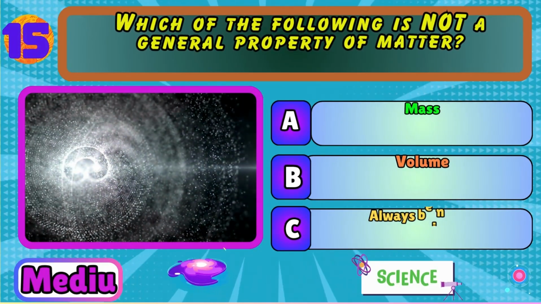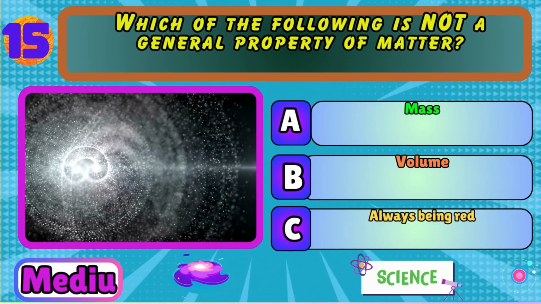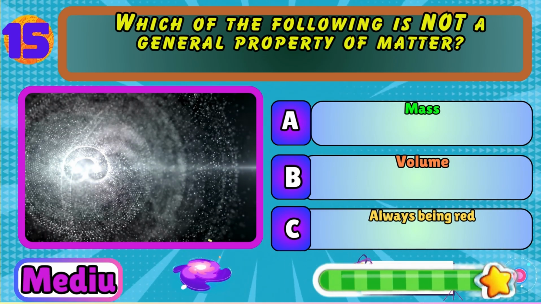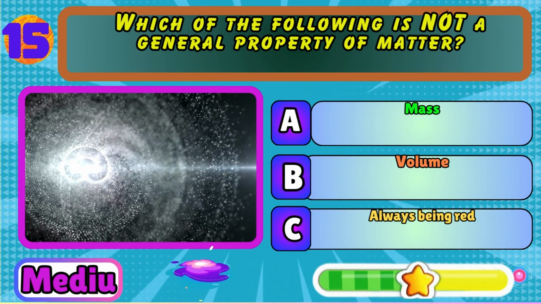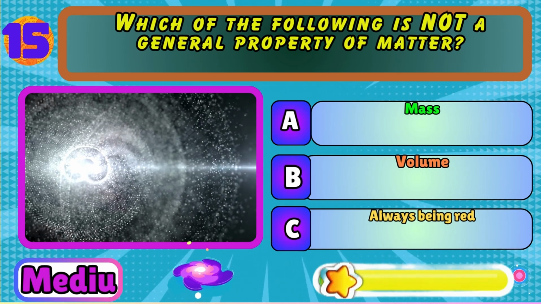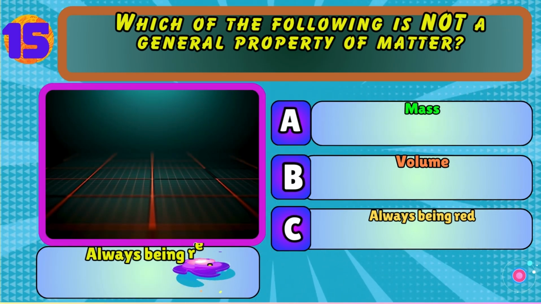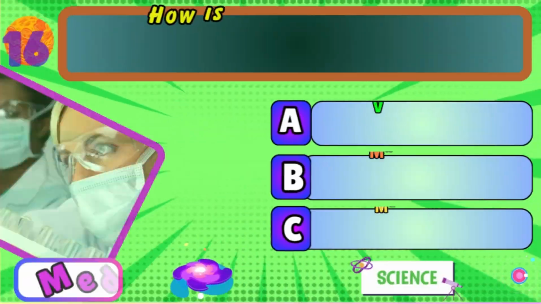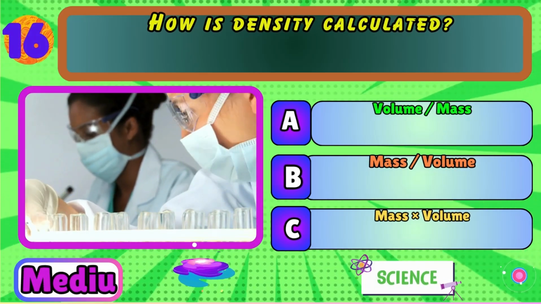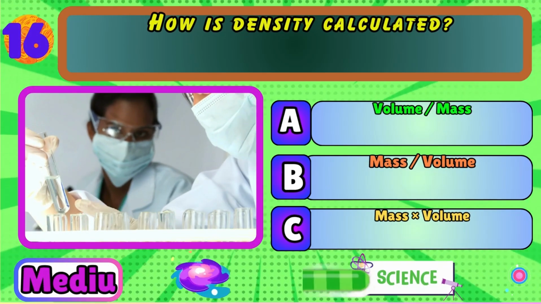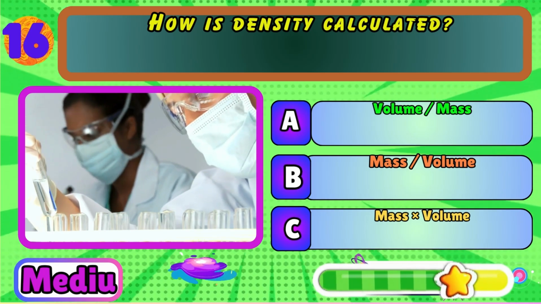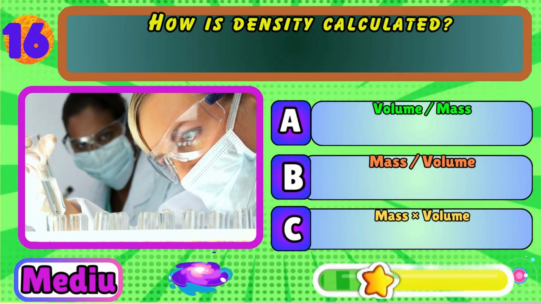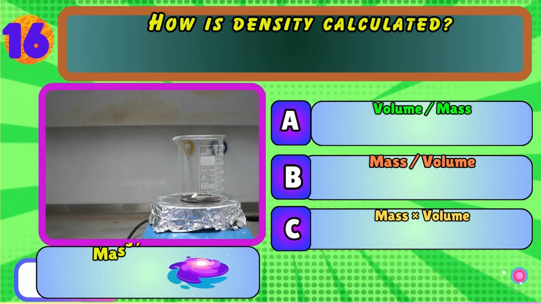Which of the following is not a general property of matter? Mass, volume, or always being red? Always being red. How is density calculated? Volume slash mass, mass slash volume, or mass times volume? Mass slash volume.